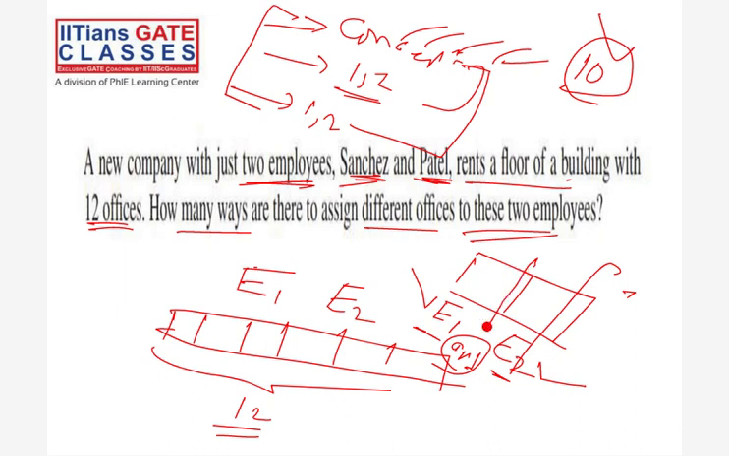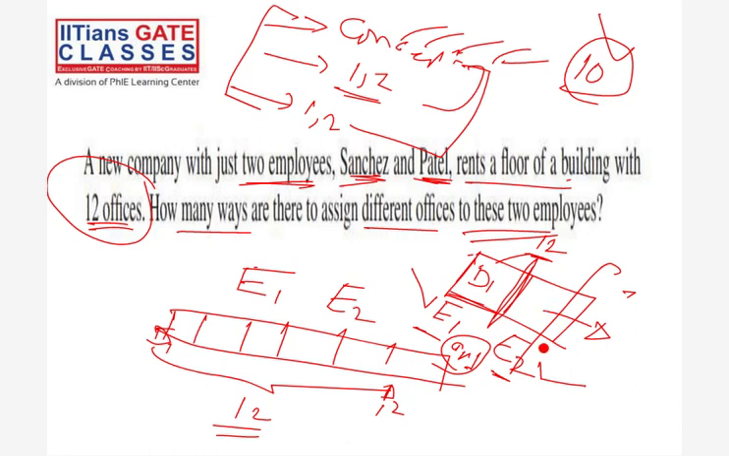Now, how many ways are there to complete the first task, which is to assign an office to E1? You can assign any of these 12 offices to him, so there are 12 ways. Let's assume there are offices D1 to D12, and I assign him D1, but we can do this task in 12 ways.